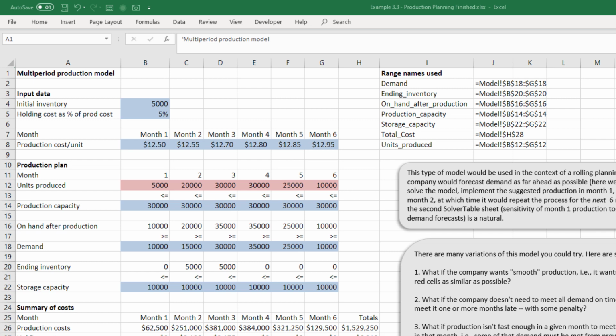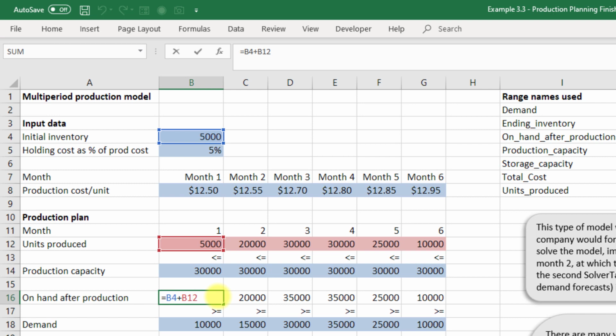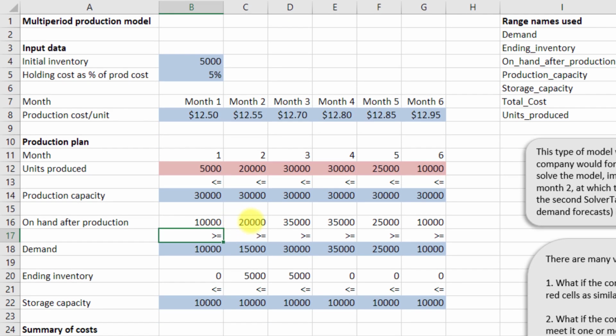Walking through some of our formulas here, our on-hand after production. In month 1, we take our initial inventory, and to that we add the number of units we produce. This is the number of units we have available to sell to our customers, our beginning inventory plus what we make. In month 2, that changes.